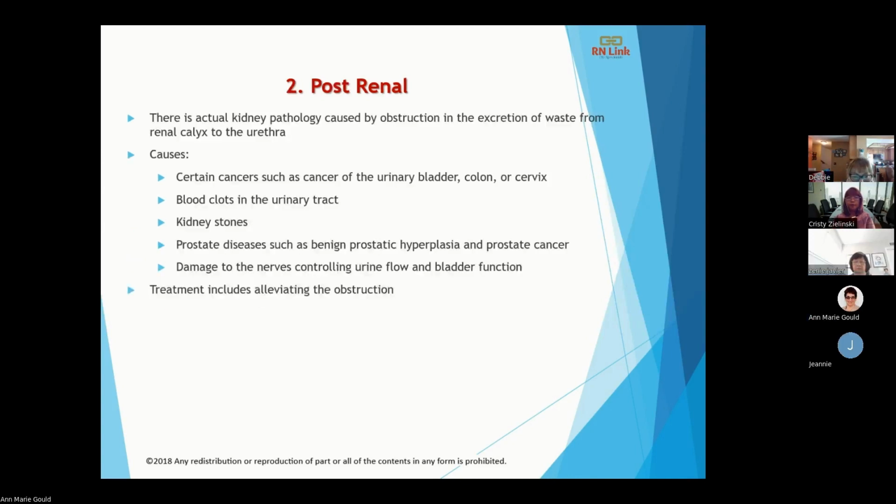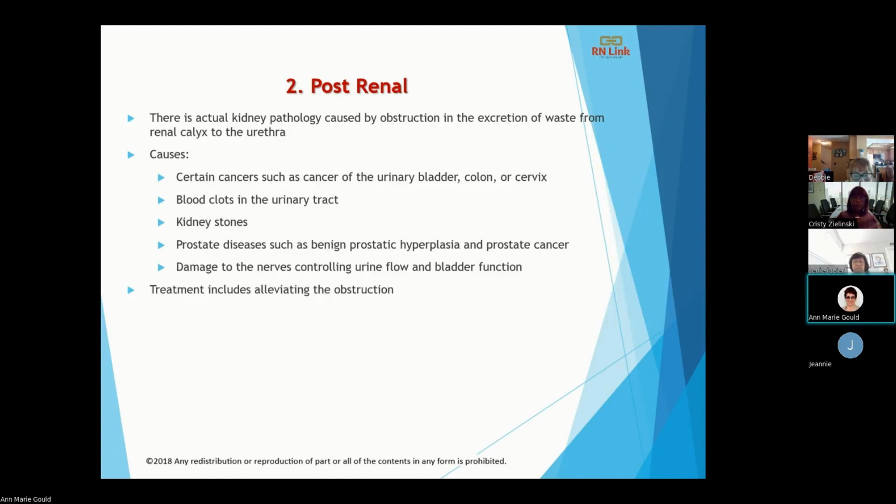Now, your post-renal is where there is actual kidney pathology that's caused by an obstruction in order to excrete the waste from the renal calyx to the urethra. Remember that little kidney we had? The renal calyx, that's part of the picture we had. You can go back and look. Causes, usually kidney stones are your big one. Certain cancers though, right? Maybe they have a tumor, they got a mass in the urinary bladder, the colon or cervix even. They could happen on the kidney itself too, right? Blood clots in the urinary tract.